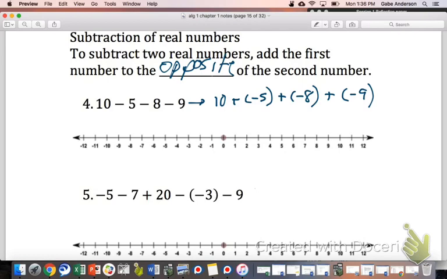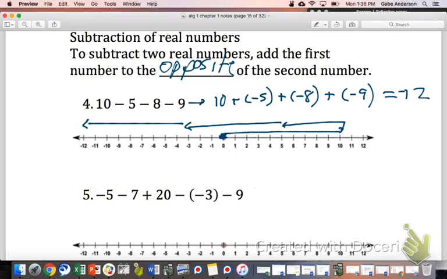We always start off at 0. And we'd go right 10, so we'd go all the way over to here, and then we would go left 5. Oops, I went way too far. Go right 10, and then left 5, and then left 8, and then left 9. So we end up all the way over there at negative 12. There we go.